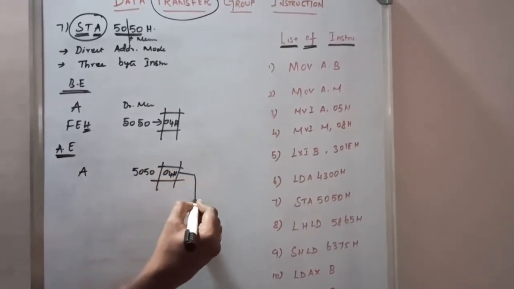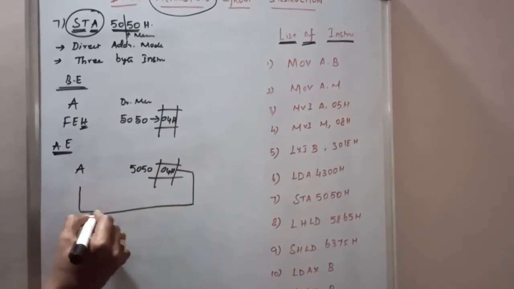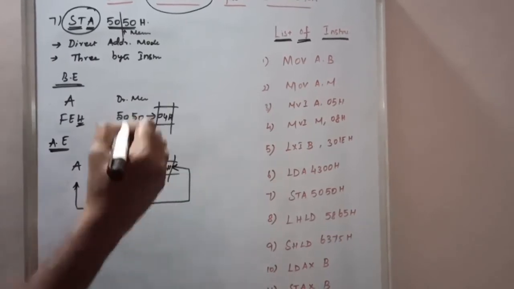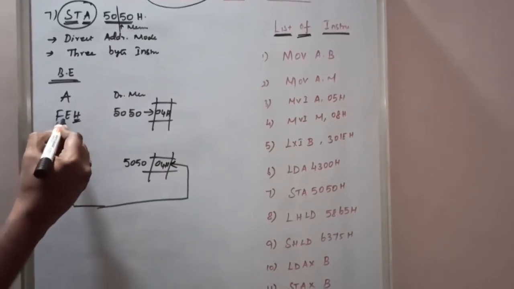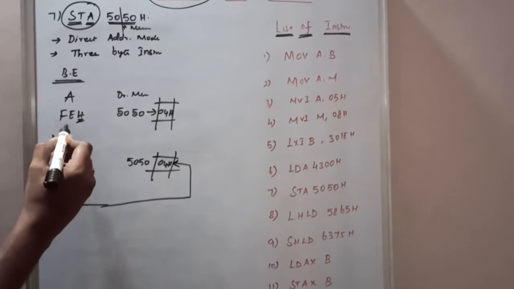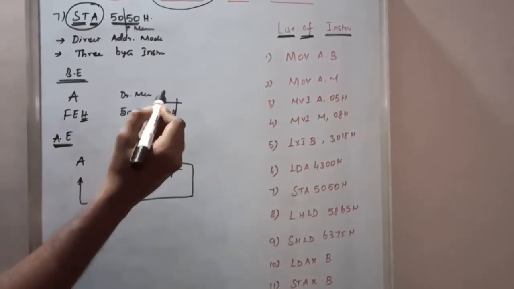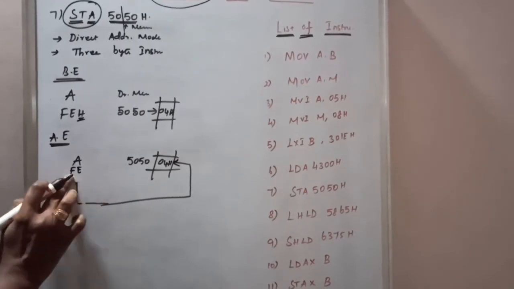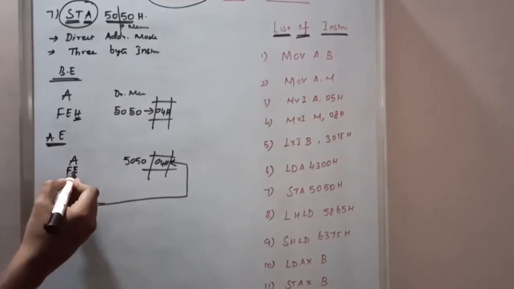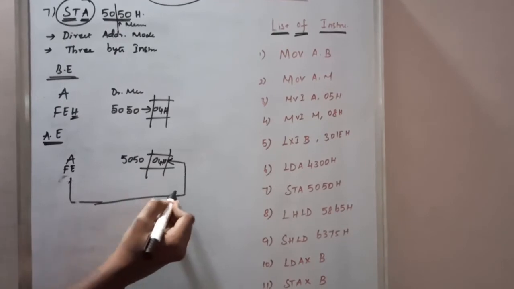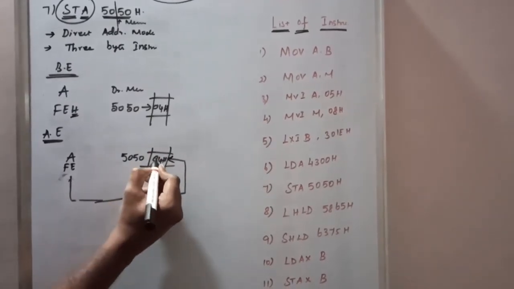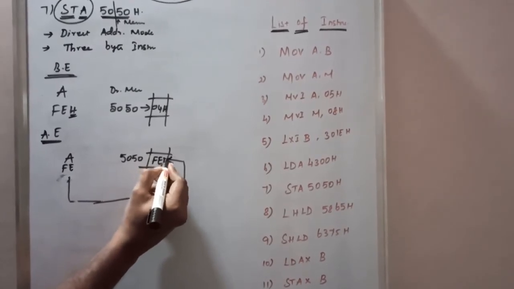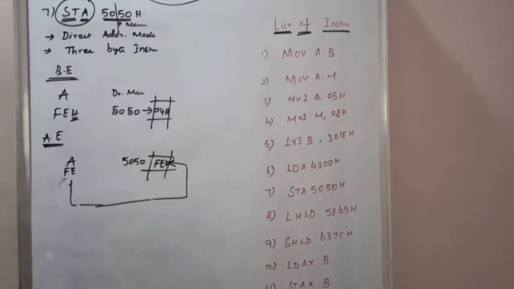Memory location 5050 held the 8-bit value 04H. After execution, the accumulator value FEH is transferred to the memory location. So FEH, stored in the accumulator, is transferred to the memory location. Now the memory location content is FEH.